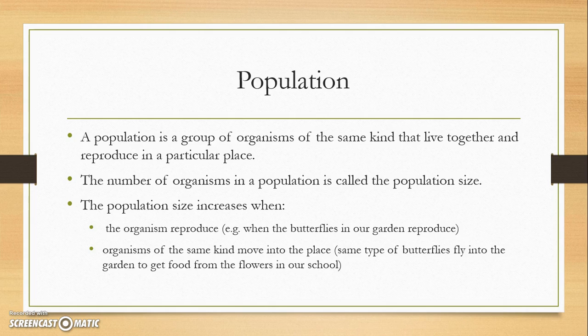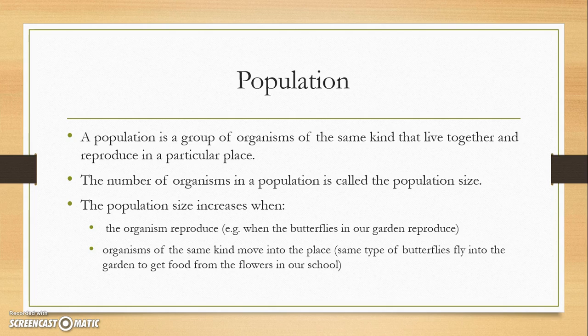Alright, so the number of organisms in a population is called its population size. So if you have a lot of time and you just stand in our garden and you look at all the butterflies and you manage to count all of them and you come to a number, say for example you've counted 100 butterflies, then the population size of the butterflies in our garden is 100.